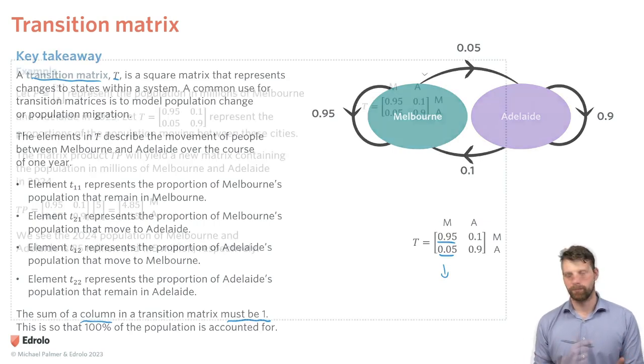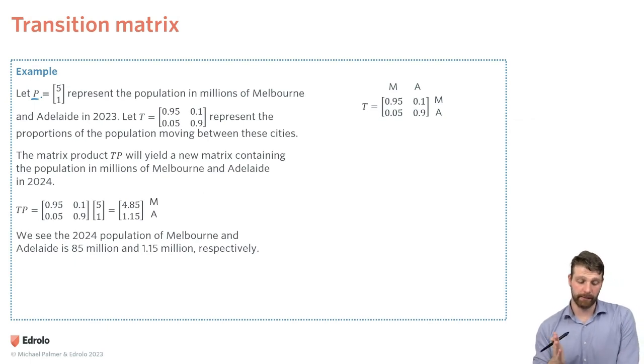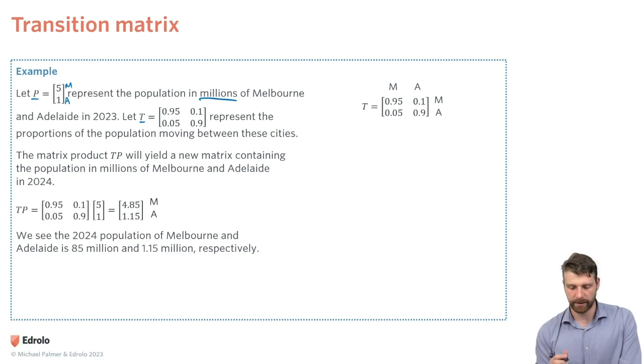Okay, let's move on. Okay, here's an example. Let P be equal to the column matrix where we've got a 5 and a 1. This represents the population in millions of Melbourne and Adelaide. Actually, just so you know, I'm putting Melbourne in the top and Adelaide in the bottom there. All right, and this is the population in 2023. We're going to let T be that transition matrix from the last slide. Yep, so that's working out fine. So this represents the proportions of population moving between these cities, just like we saw in the last slide.